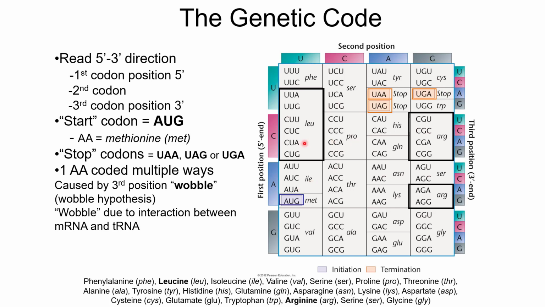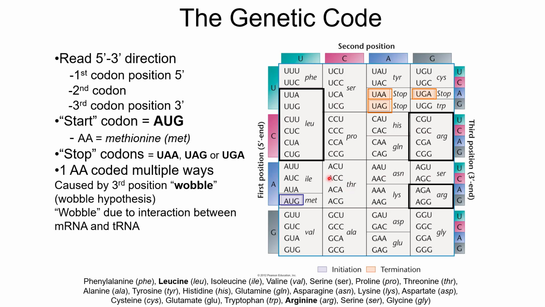Now, you may ask yourself, how is the code degenerate? If you notice, for most of these, let's take threonine right here. You see how it all starts with AC, but it's that third base that is degenerate. So it doesn't matter if it's a uracil, a cytosine, an adenine, or guanine, it's still going to result in this.